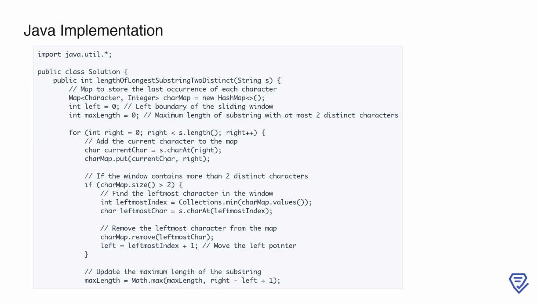If the map size exceeds 2, it means the window contains more than two distinct characters. In this case, we find the leftmost character in the window by identifying the minimum value in the map, which corresponds to the earliest occurrence. We remove this leftmost character from the map and adjust the left pointer to exclude it, effectively shrinking the window. After adjusting the window, we calculate the current window size as right - left + 1 and update max length if this size is greater than the current max length.